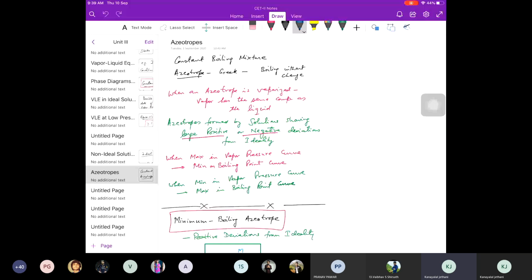Okay. So azeotrope is of Greek origin. It means boiling without change. There is no change when you boil it. So when an azeotrope is vaporized, the vapor has the same composition as the liquid. That is the definition of azeotrope. So as I said, if I take 0.6 in the liquid and an azeotrope forms, that means the vapor also will have only 0.6 composition.